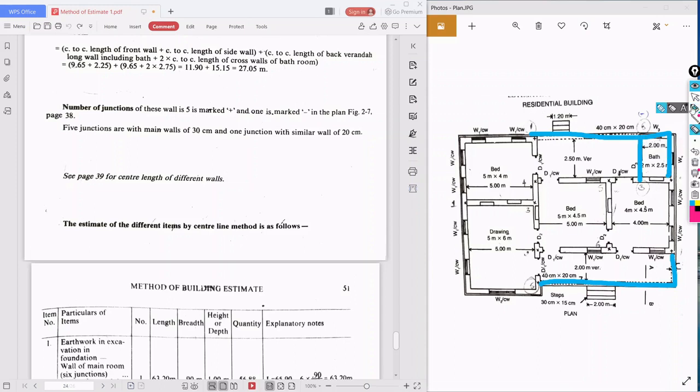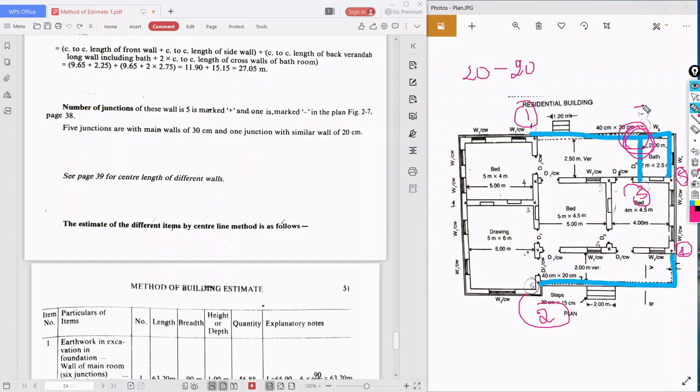Okay, so one, it is connecting with 30 centimeter wall. So two, okay, next three, okay, next four, okay, next here five. Okay, so here the 20 centimeter wall is connecting with 30 centimeter wall. But here, what about here? Here 20 centimeter wall is connecting with 20 centimeter wall.